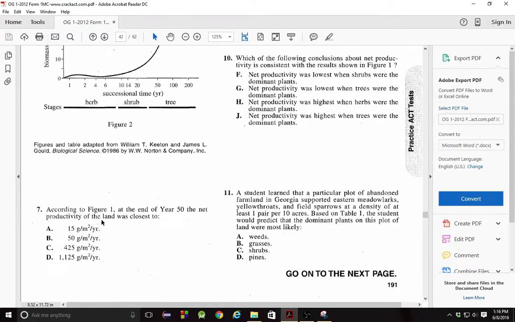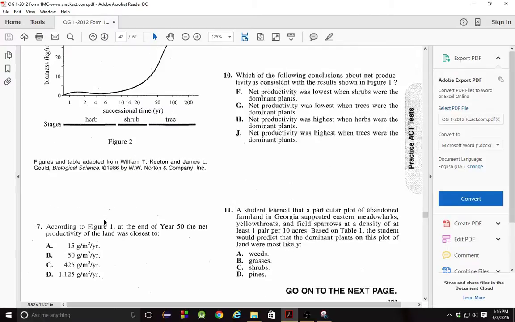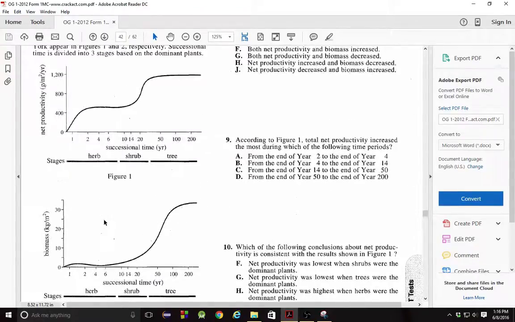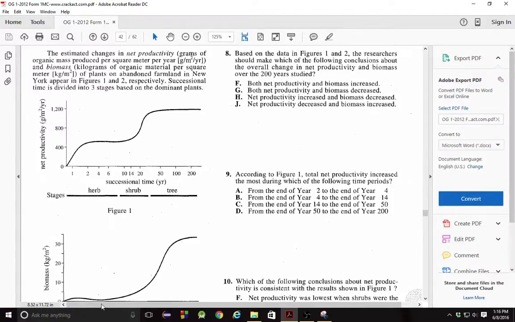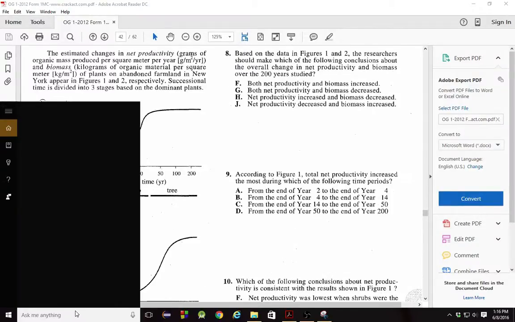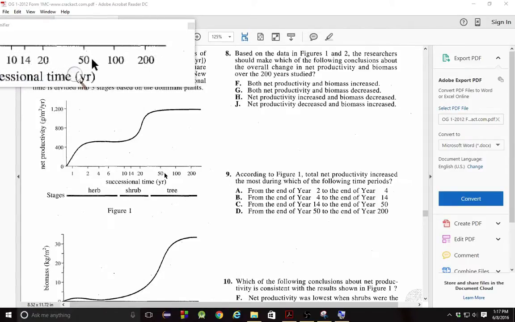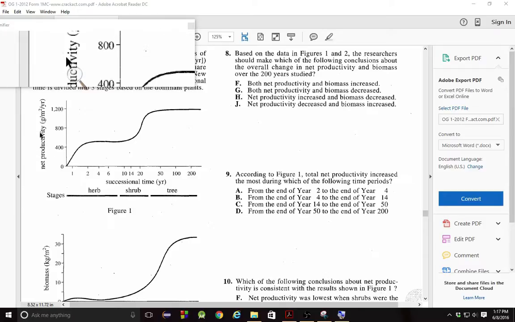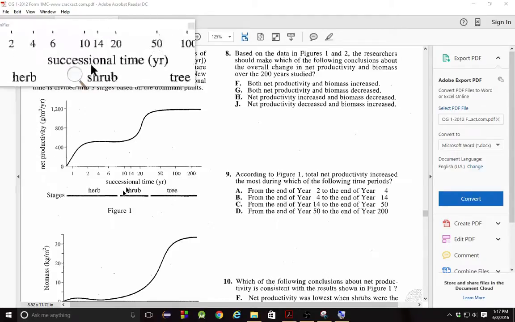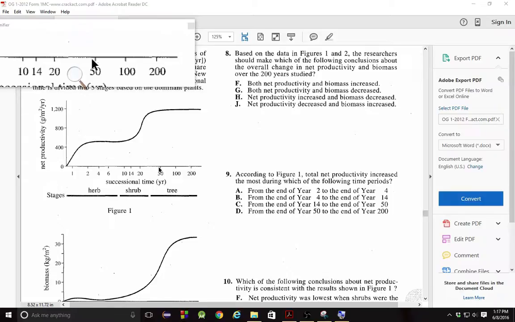According to figure 1, at the end of year 50, the net productivity of the land was closest to... So let's look at figure 1 for a second, and let me get a magnifier on here. Okay, so here's year 50, net productivity, grams per year, and this is figure 1 by the way. We go to 50, and if you look at it closely, it's about 1,200-ish, yeah, maybe a little more.